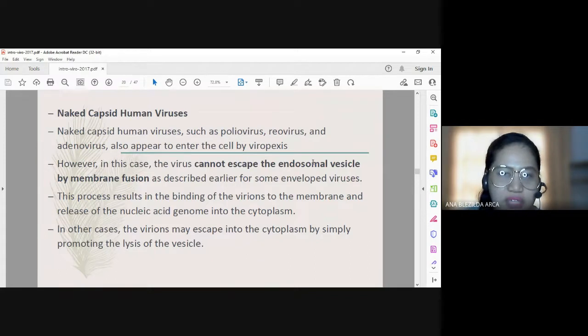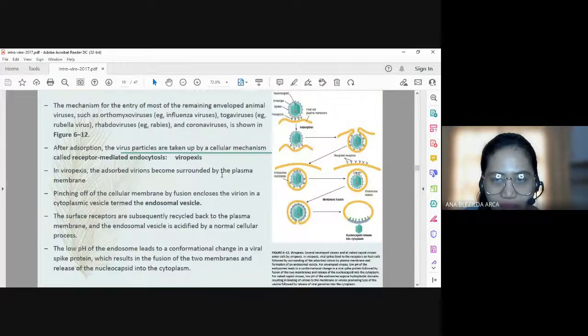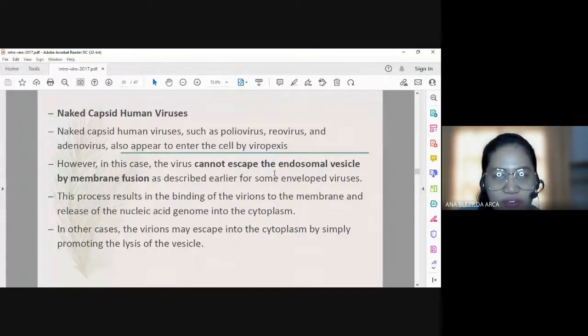Next is the naked capsid human viruses. So yung mga naked viruses na yan, such as the polio, the rheo, the adeno, they appear to enter the cell via viropexis. However, in this case, the virus cannot escape the endosomal vesicle by membrane fusion. Kasi nga, naked sila, di ba? Wala naman silang envelope. So, ang ginagawa nila, naghihintay lang sila doon na mabutas yung endosomal vesicle. Kapag butas na, papasok na sila. So this process results in the binding of the virions to the membrane and release of the nucleic acid genome into the cytoplasm. Okay? So the virions may escape into the cytoplasm by simply promoting the lysis of the vesicle. Pag butas na yung vesicle, papasok na siya sa loob. Ganun lang siya kasimple kapag naked.